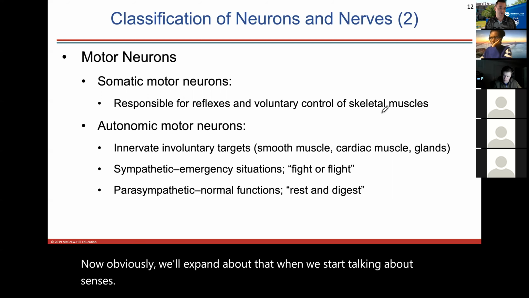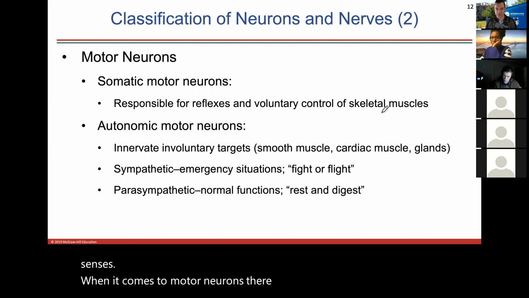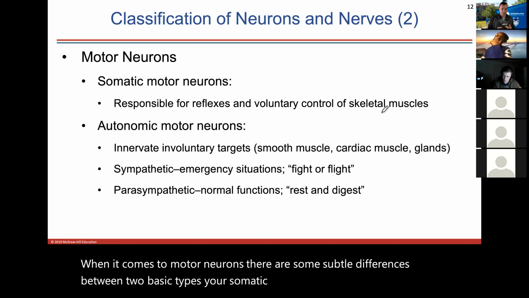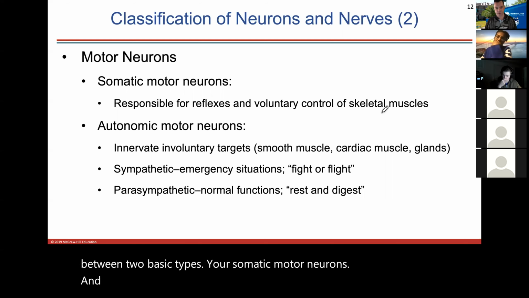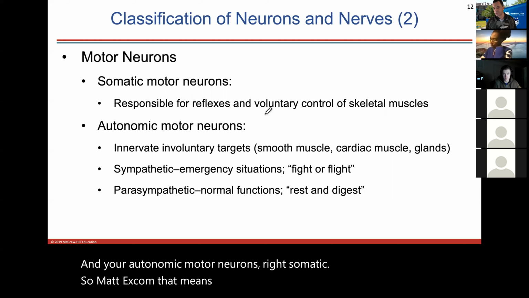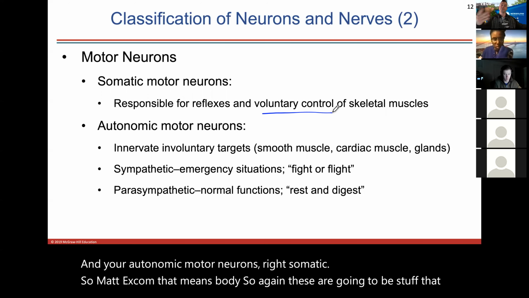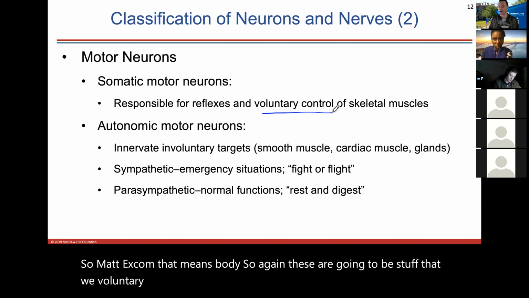When it comes to motor neurons, there are some subtle differences between two basic types: your somatic motor neurons and your autonomic motor neurons. All right. Somatic, that means body. So again, these are going to be stuff that we voluntarily control. Skeletal muscles, it's about the only thing we voluntarily control.